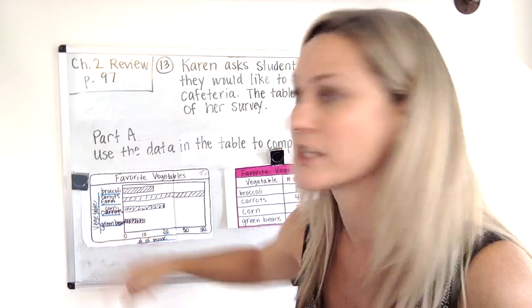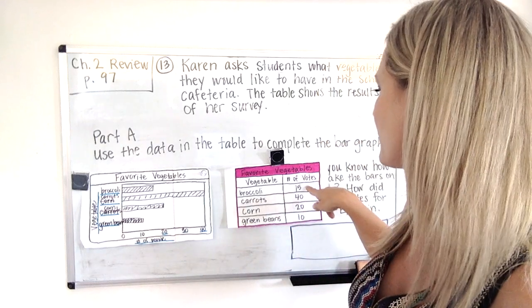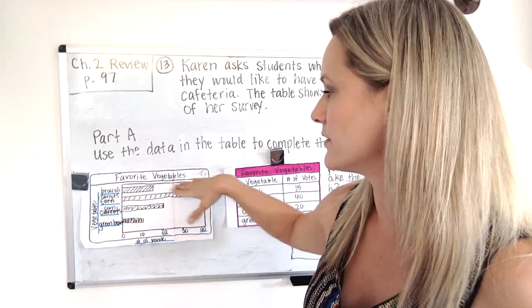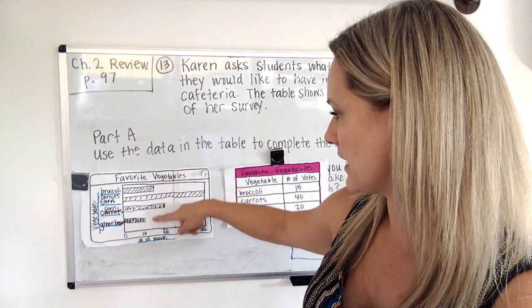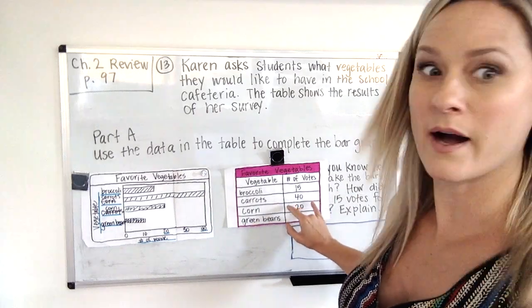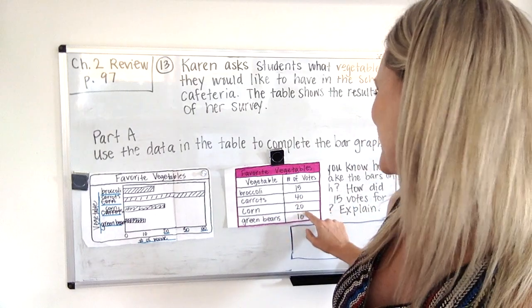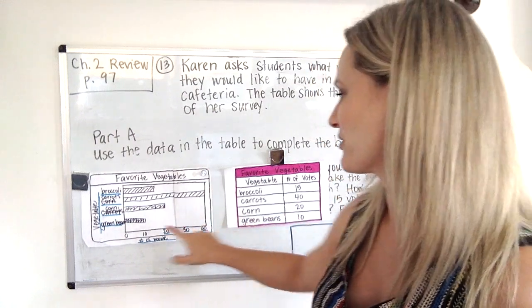Broccoli, carrots, corn, green beans. Check your order. Don't make a mistake like I did. And I've got my bars going horizontally. And I have 15 things for broccoli, 40 for corn, 40 for carrots, 20 for corn, and 10 for green beans.